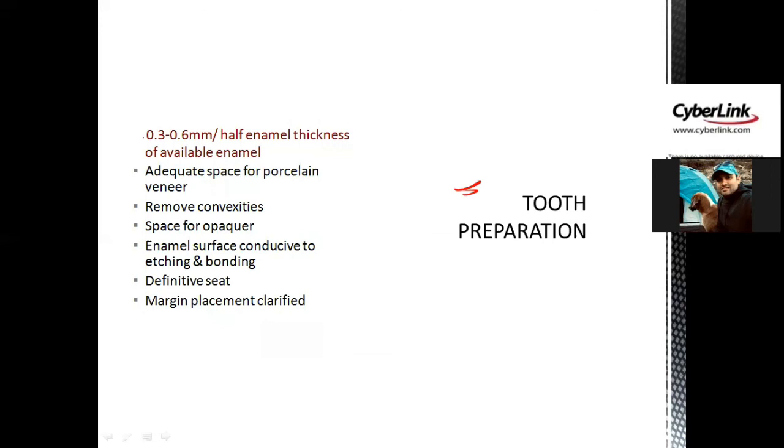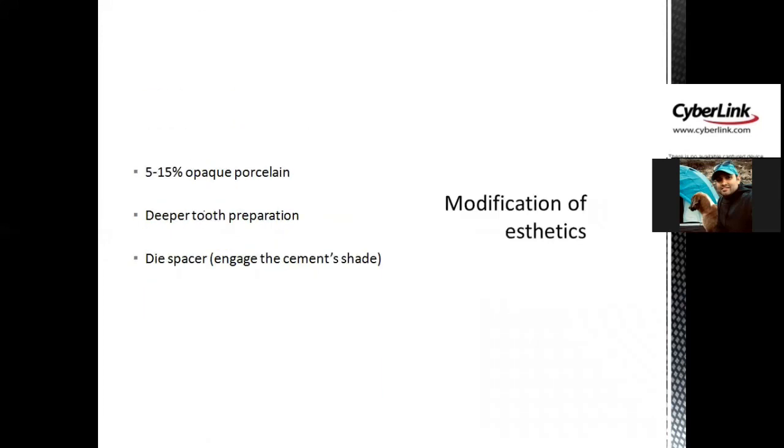Tooth preparation requires 0.3 to 0.6 mm. Adequate space for porcelain veneer is required. We have to remove convexity also, and make space for opaquer. So we have to prepare it more. Enamel surface should be conducive to etching and bonding. Definitive seat margin placement is clarified. Modification of aesthetics: 5 to 15% opaque porcelain is used. Deeper tooth preparation and die spacer engage the cement shade.